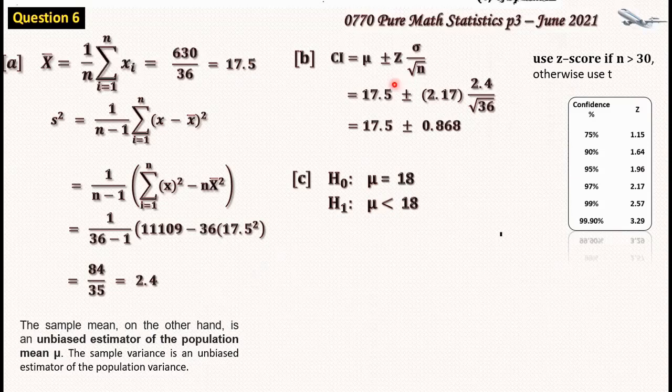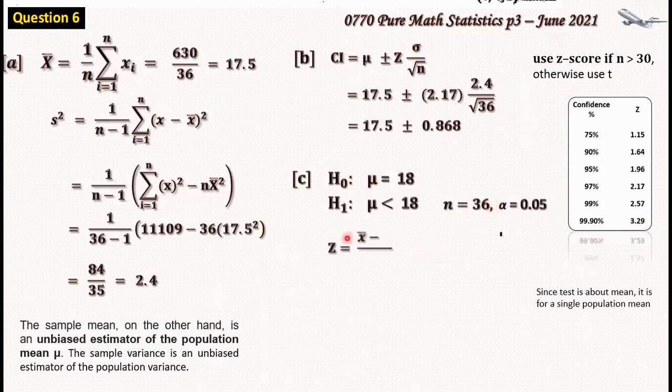Probably if it was a T statistic, I'd take mu is not equal to 18 for the alternative hypothesis, H1 or HA. So here we have n equals 36 and alpha is 0.05 for the significance. So as Z, we have to look for the Z score, x bar minus mu on sigma root n. So what will this give us?